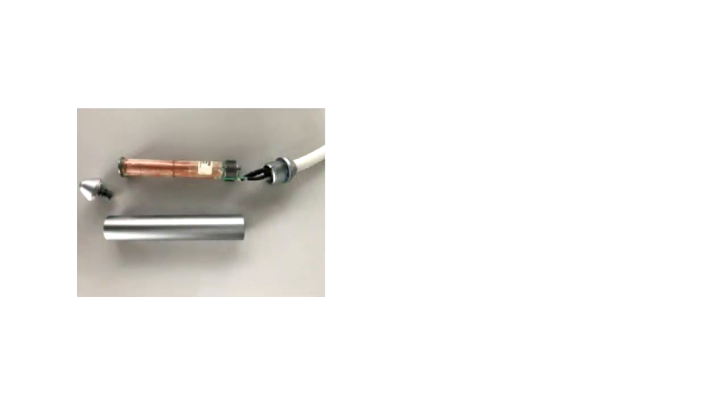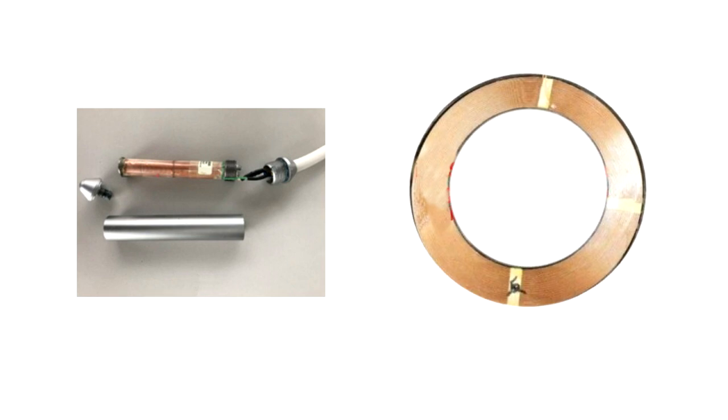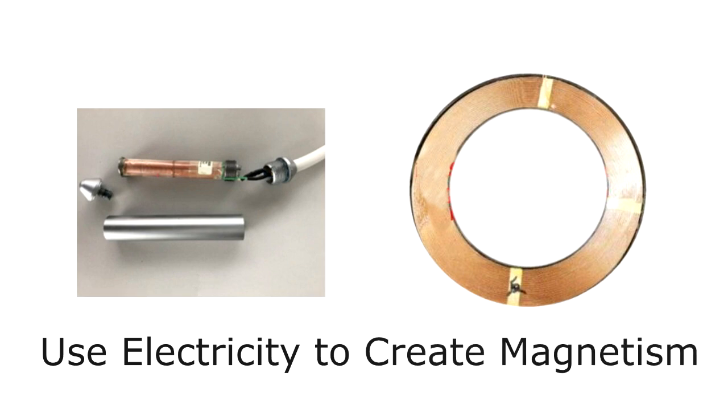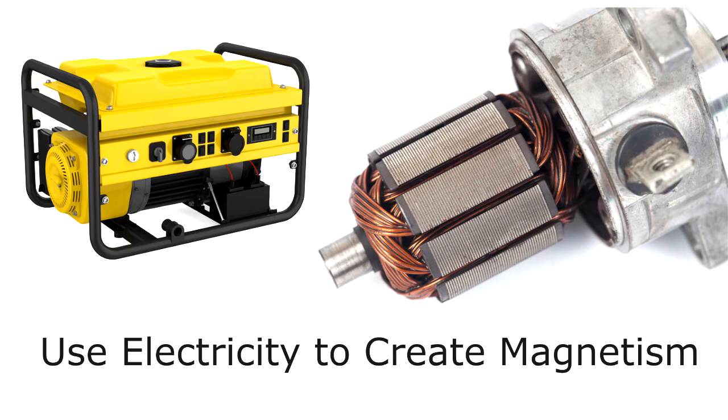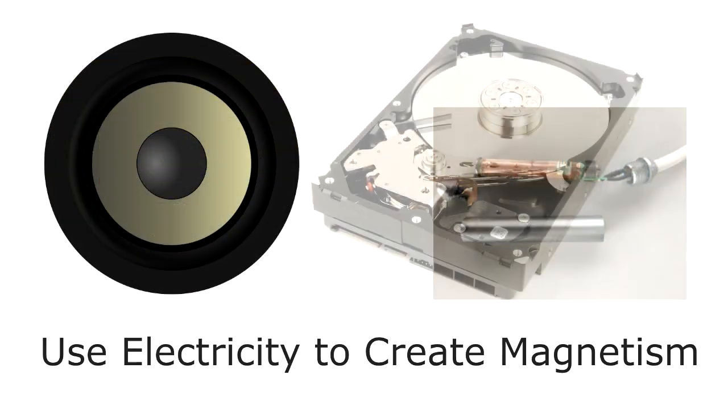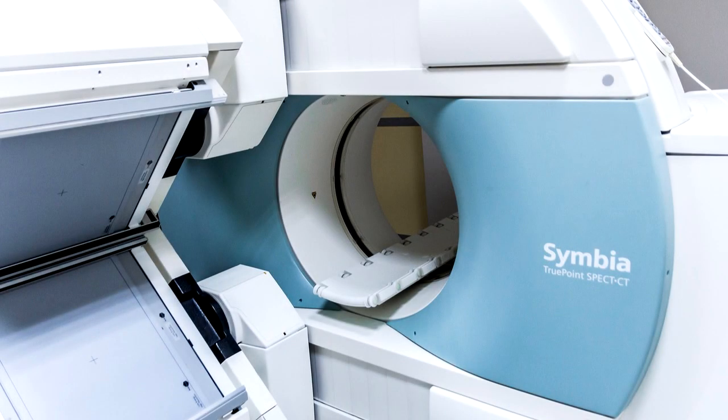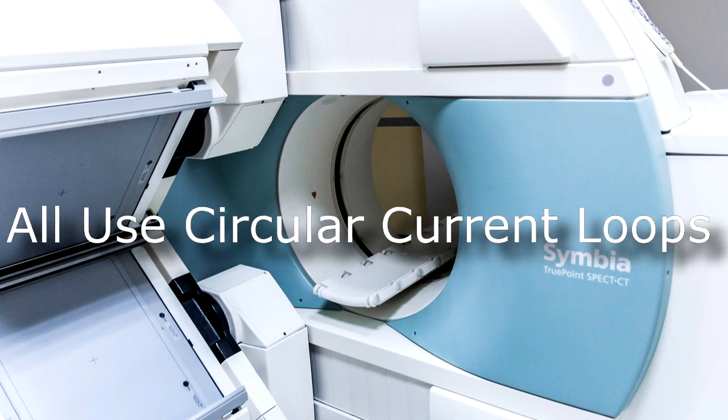And macroscopic current loops, like solenoids or just rings of current like in PEMF devices, are all over the place to create magnetic fields, so we can use electricity to create magnetism. Electromagnets are an example. Many electrical devices like motors, generators, relays, solenoids, loudspeakers, hard disks, MRI machines, they're all using circular current loops to create magnetic fields.